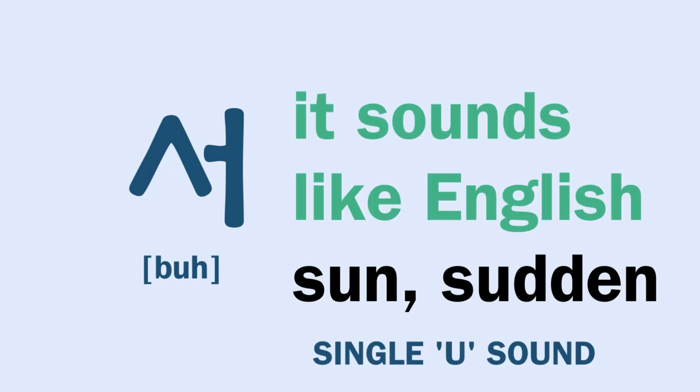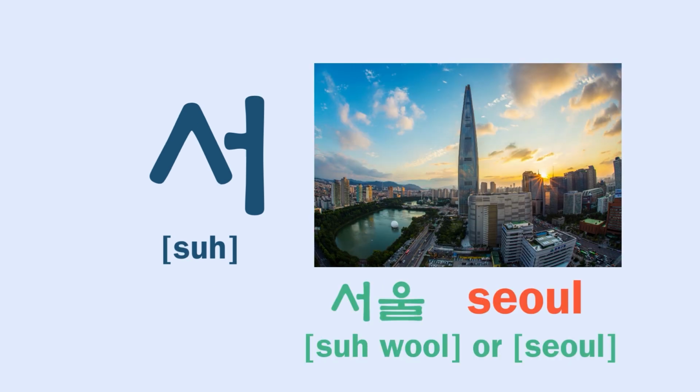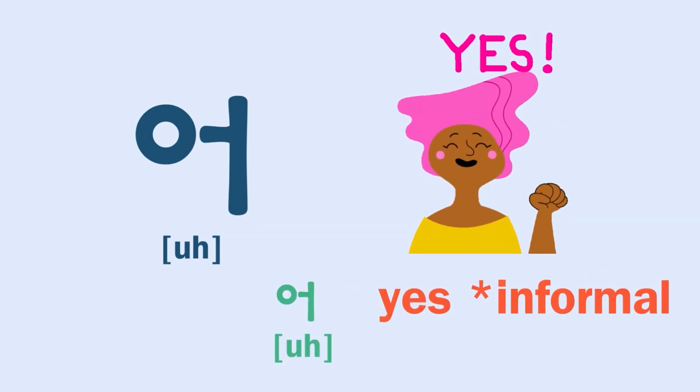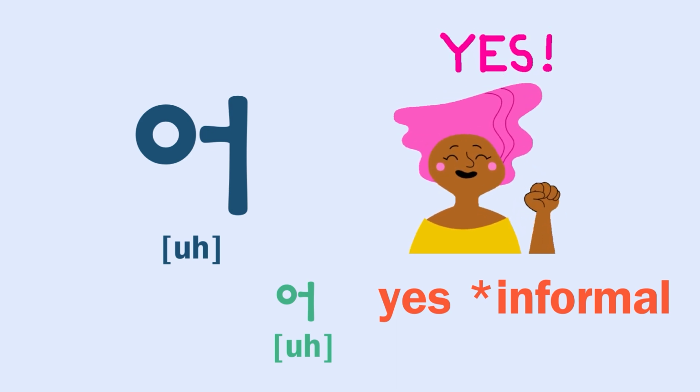서. You should say not 서. You can say 서. 서울. 어. It's like uncle, urgent. Simply can mean yes, but informal.